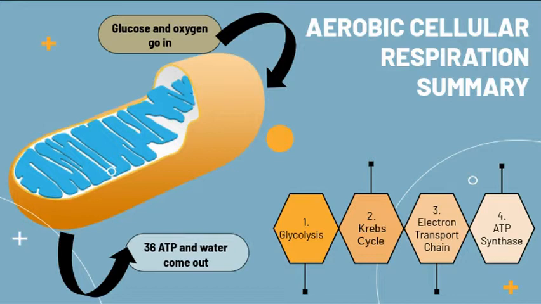Another thing to remember as a general summary is that there are 4 stages within cellular respiration, and those 4 stages are listed on your screen. Those stages are glycolysis, and then the Krebs cycle, and then the electron transport chain, and then finally our ATP synthase. So let's explore those stages in greater depth.